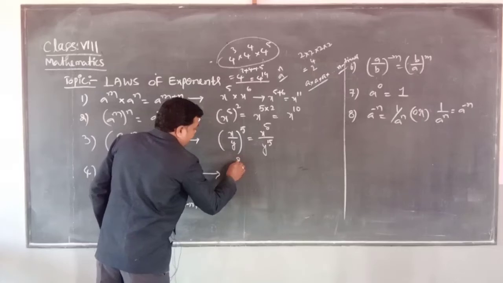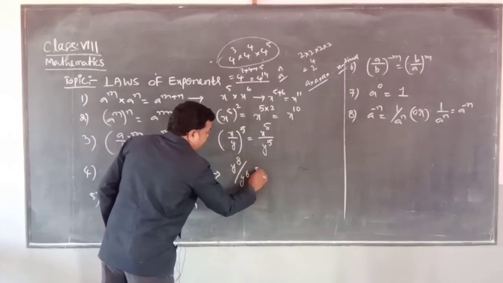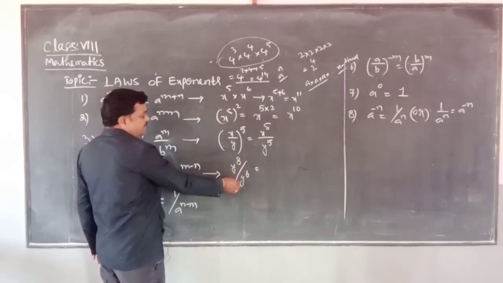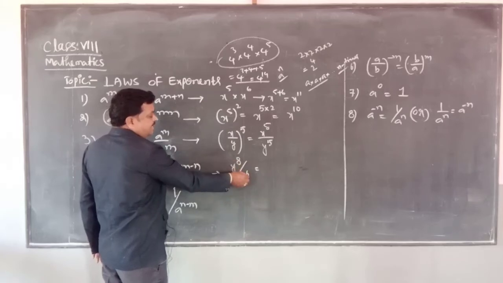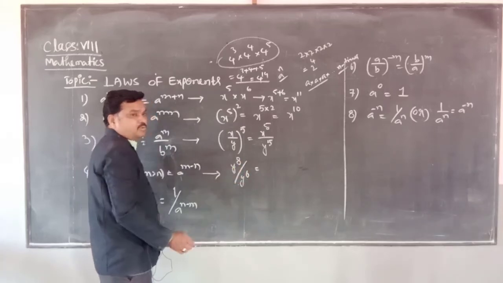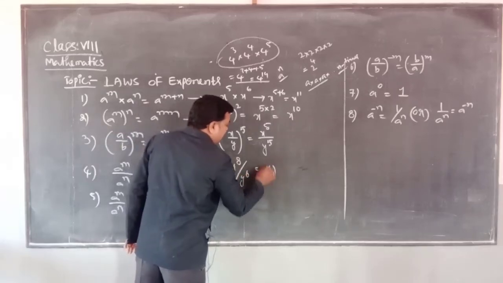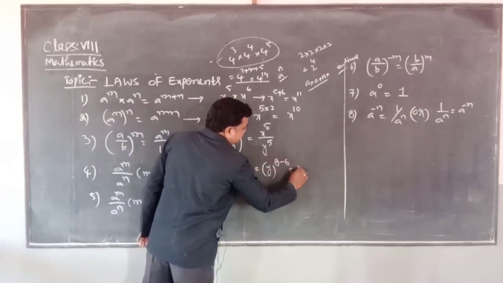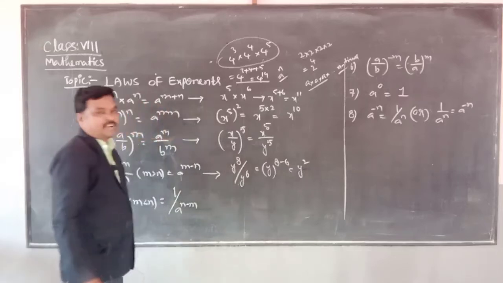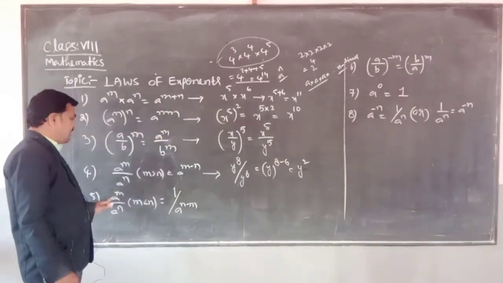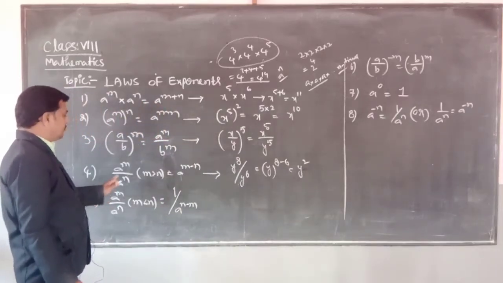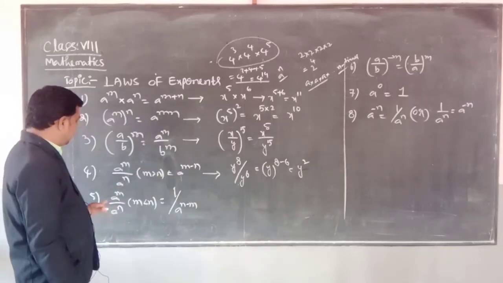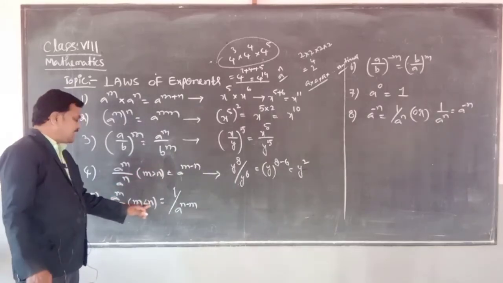Example: y to the power of 8 by y to the power of 6. Y is the common base, and the powers are 8 and 6. The numerator power is more than the denominator power, so y to the power of 8 minus 6 is equal to y square.